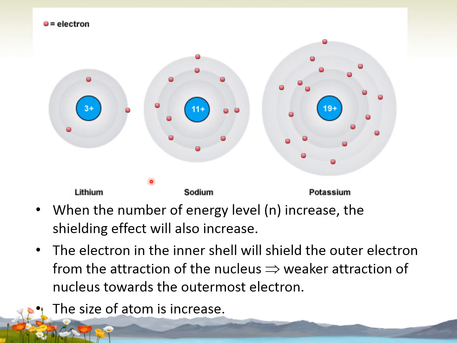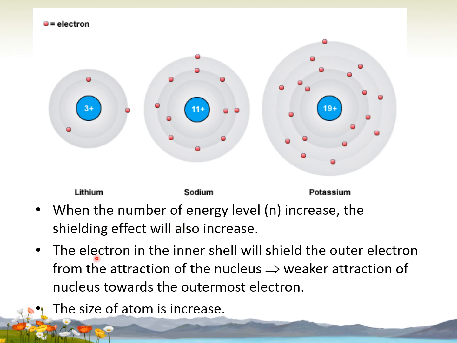This is the example of elements in group 1. As you can see, lithium, sodium, and potassium. Lithium has only 2 energy levels here, while sodium has 3 energy levels, 1, 2, 3. Potassium has 1, 2, 3, 4 energy levels, or 4 orbits. So when the number of energy levels increases, the shielding effect will also increase.